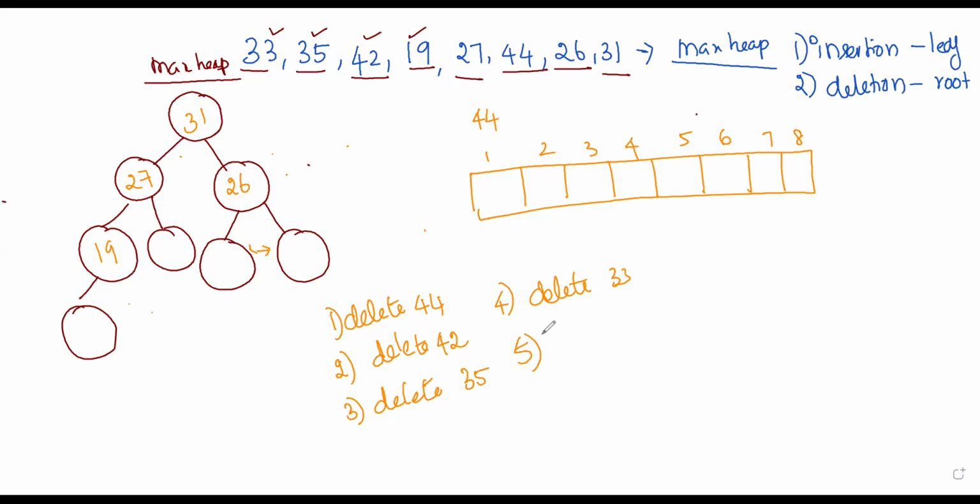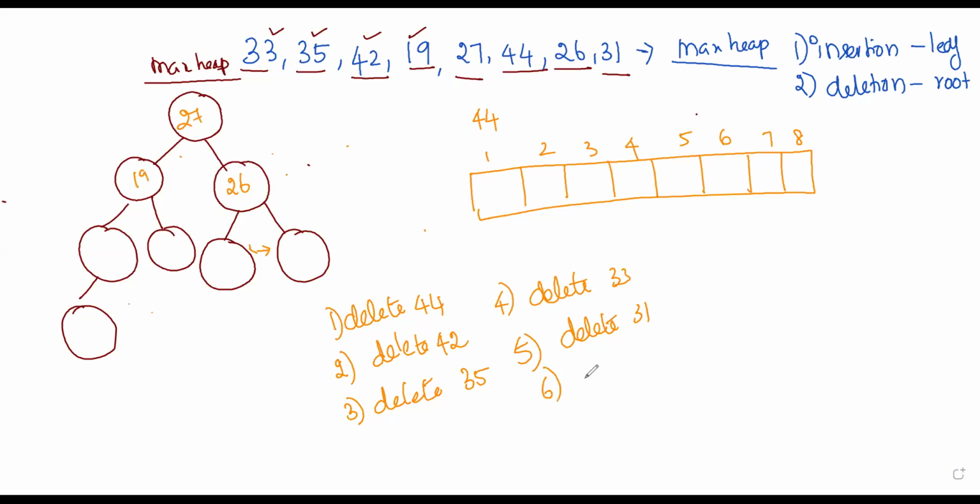Next, the fifth element to be deleted is 31. To delete 31, I have deleted it and replaced it with the next child, that is 19. 19 is smaller, and since it's a max heap, the root or parent node should have the greater value. Among its children, swap with the greater node. So 27 comes here and 19 will go down.